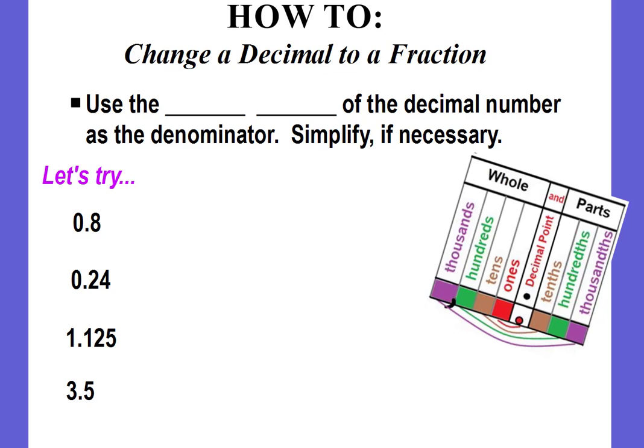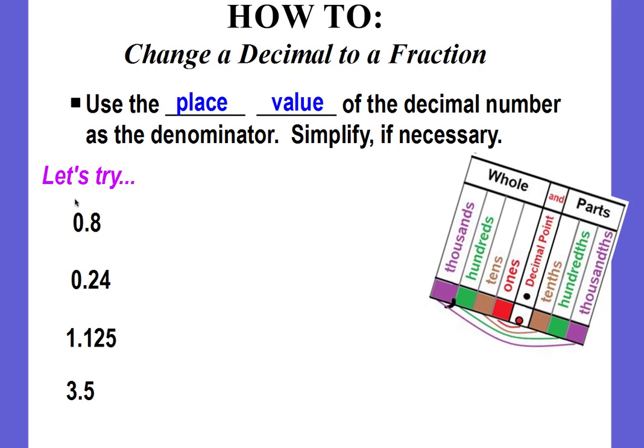Let's get started. Okay, how do we change a decimal to a fraction? We need to use the place value of the decimal number as the denominator and then simplify the fraction if necessary. Okay, place values go with decimals.